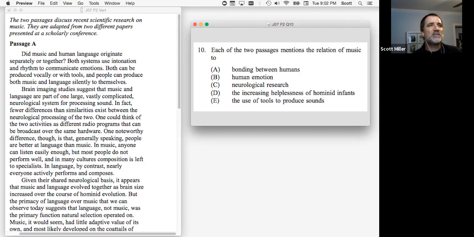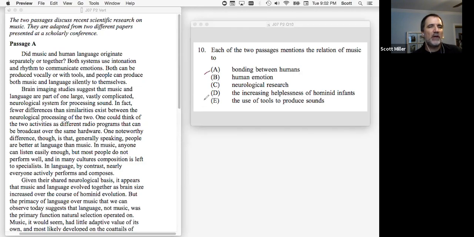Okay, I'm suspicious of A right away because that seemed to be more the topic of the second paragraph. But maybe I'll do a half eliminate there. The second passage, sorry. I'm thinking that the first passage wasn't that much about bonding between humans. That was more of a second passage thing, but I don't know. Human emotion. That was definitely in the second passage. It seemed to be talking about emotions, but I'm not sure about the first passage, so I'll leave it.